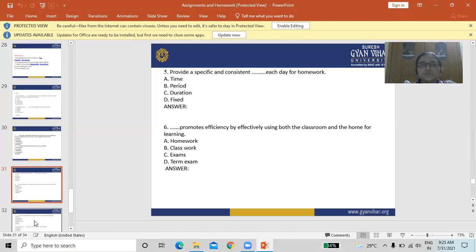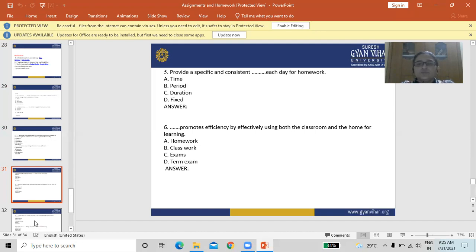Next MCQs, provide a specific and consistent blank each day for homework. Option A, time. Option B, period. Option C, duration. Option D, fixed. Choose the appropriate answer.